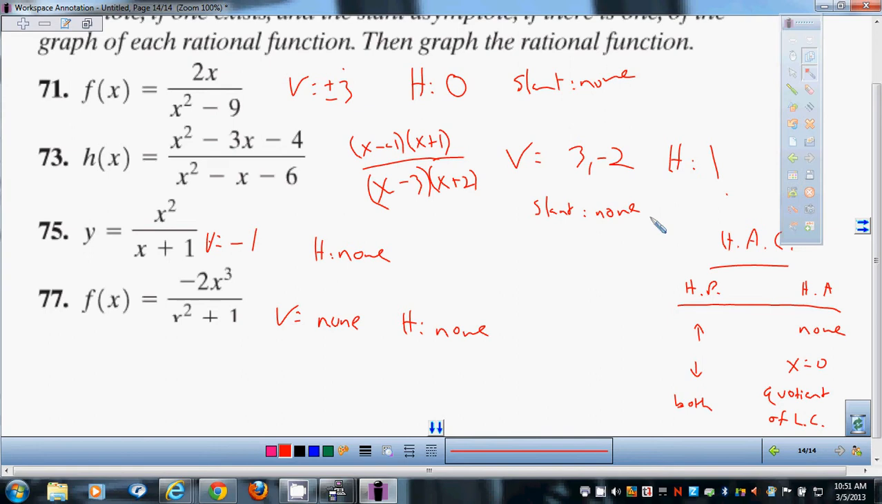And whatever you get, you can just chuck the remainder, is your slant asymptote. It'll be like x plus 2, x minus 3, x, something like that. Negative x. Questions?